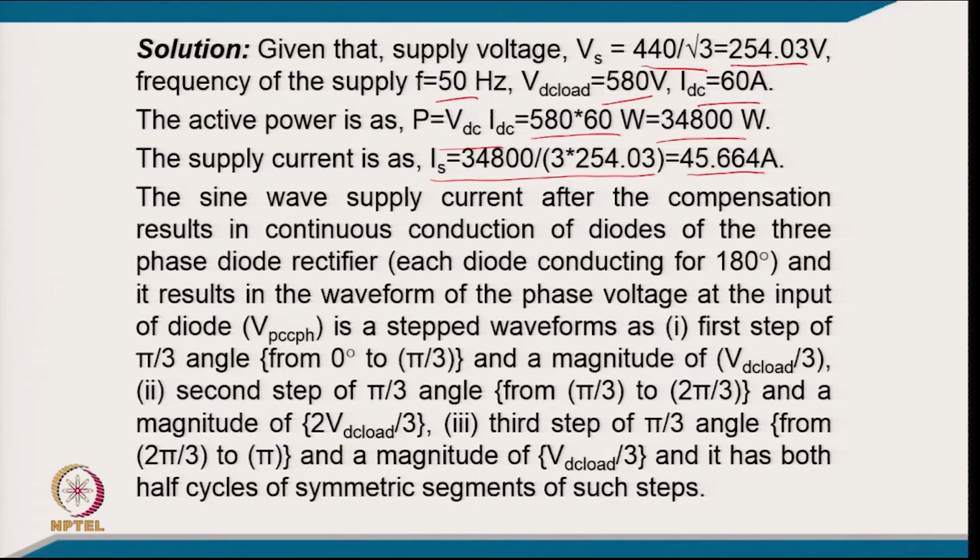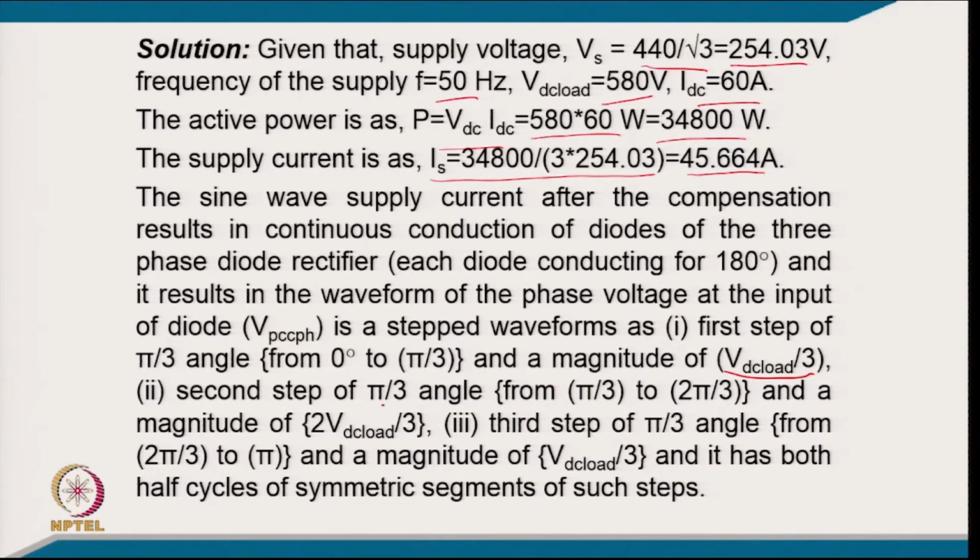The sine wave supply current after compensation results in a continuous conduction of diodes of the 3-phase bridge rectifier, each diode conducting for 180 degree, and it results in the waveform of the phase voltage at the input of diode VPJ as a stepped waveform, with the first step of pi by 3 angle from 0 to pi by 3, and a magnitude of VDC by 3, the DC link voltage by 3.